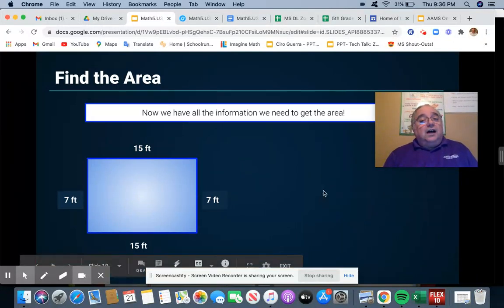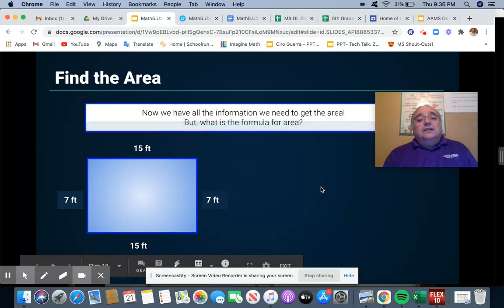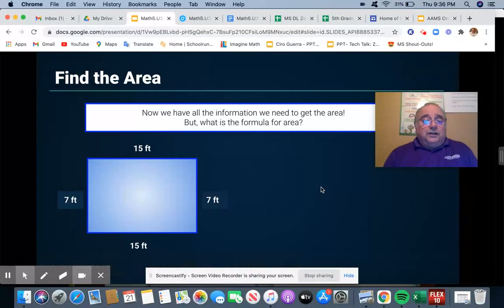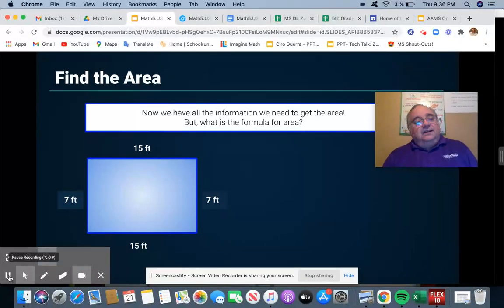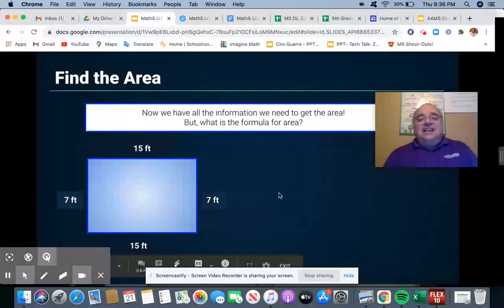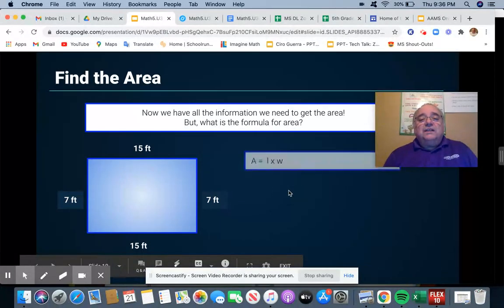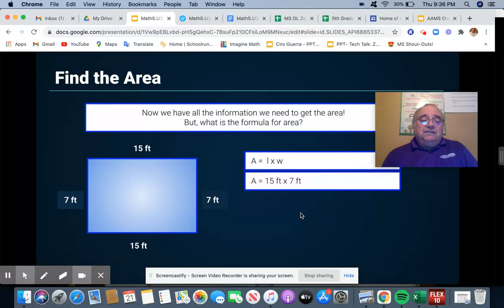So how do we get the area? What is the formula for area? Pausing in 3, 2, 1, pause. Excellent, excellent, excellent. Glad to hear it. Yes, the formula is length times width. So we have the length, which is 15. We have the width, which is 7. So let's substitute. Area equals 15 feet plus 7 feet.